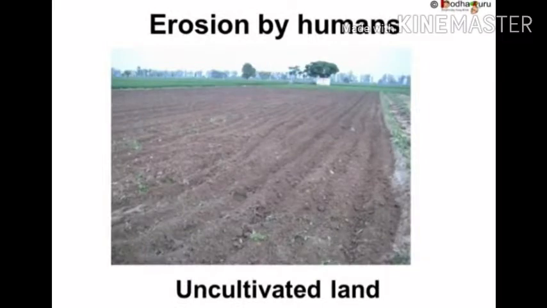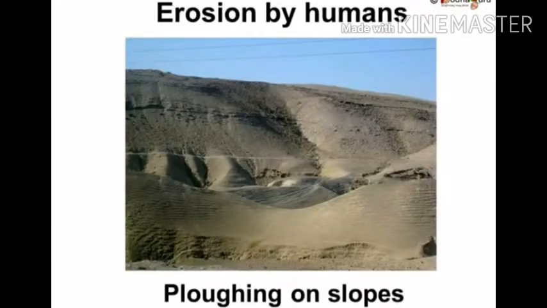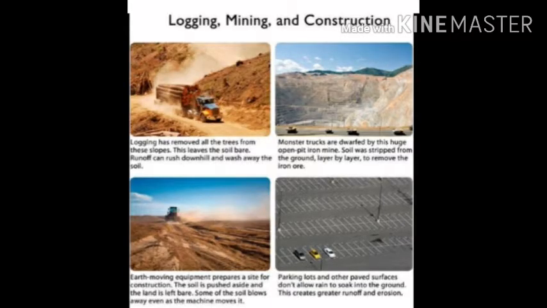Apart from this, the use of unscientific methods of cultivation also contributes in this regard, whereby if the land is left uncultivated after cutting the crops, the soil gets eroded fast. Also, plowing the soil on the slope loosens the soil and it gets carried away by wind or water. Not only this, the mining and construction work also lead to severe soil erosion.